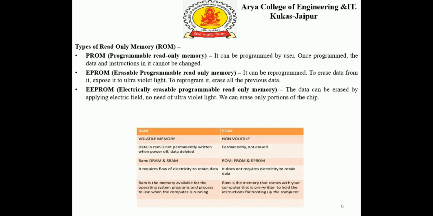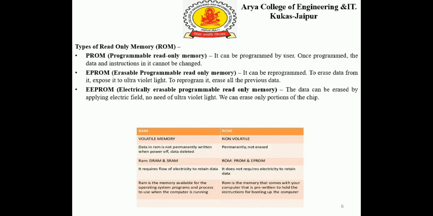In EPROM we use ultraviolet light, and here we are using an electric field. No need of ultraviolet light. We are not requiring the ultraviolet light. We will use the electric field only. We can erase only a portion of the chip.